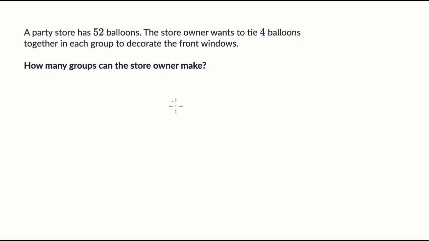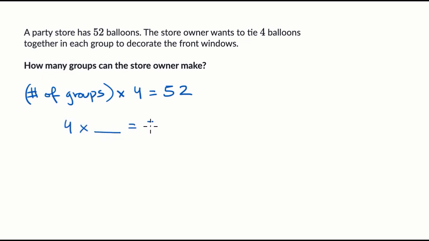All right, now let's do this together. So if we had a certain number of groups, so let me write this, number of groups, and if we had that number of groups times 4, that would be the total number of balloons we have, which we know is going to be 52 balloons. So another way to think about it is we have blank times 4 is equal to 52, or we could say 4 times the number of groups blank is equal to 52, or we could say that blank is equal to 52 divided by 4.